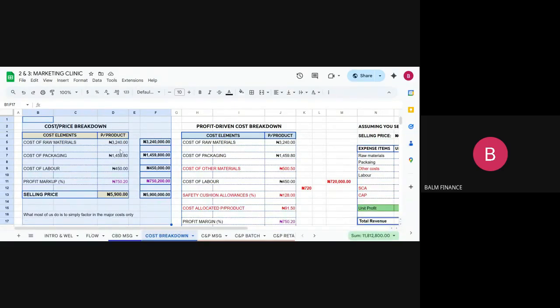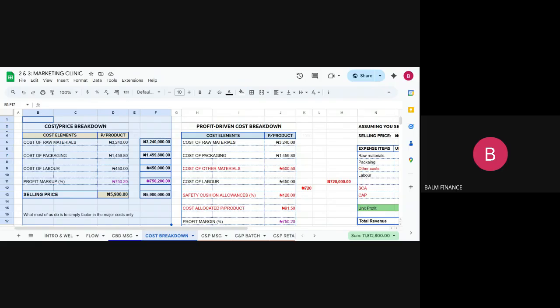So we have the cost of raw materials, 3,240. That is all the raw materials that went into this product, all the packaging that went into this product, and the cost of labor. Then a profit margin of 750, 20 kobo. So that brought that product, just one product, not the whole batch, to 5,900 naira, right? Now, on the surface, this looks okay, right? So let's just break it down a little more to see what happens.